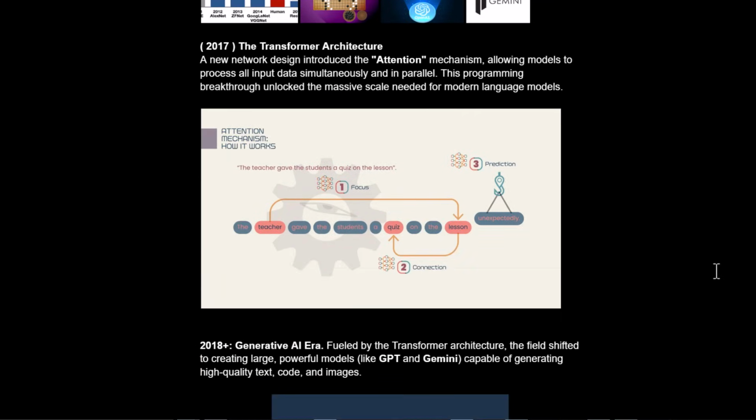2017, the Transformer Architecture, and this was one of the most critical and crucial breakthroughs that gives us what we have today. A new network design introduced the attention mechanism, allowing models to process all input data simultaneously and in parallel. This programming breakthrough unlocked the massive scale needed for modern language models.